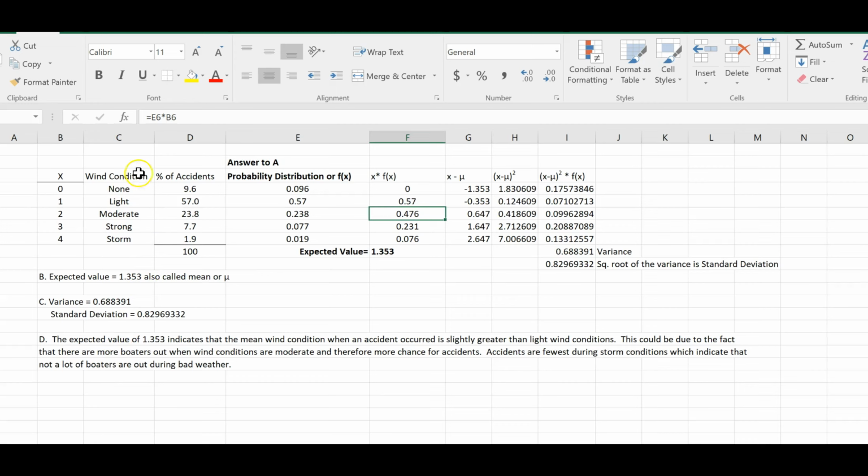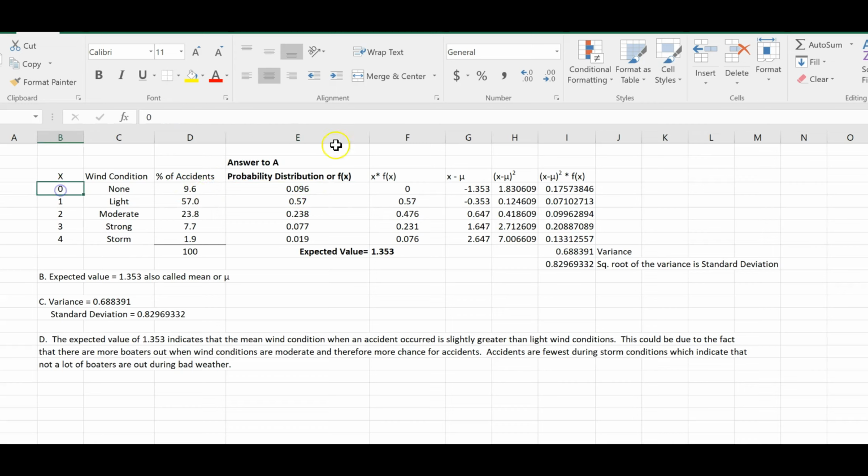This is the information you were given, the wind conditions and percentage of accidents. You were told in the problem that you needed to use X as 0, 1, 2, 3, and 4. And so what we need to do for answer A, the probability distribution, or the f of x, we need to change from a percentage to a decimal, and then we need to use these decimals all the way through. I think some of the folks in the lab were using the whole numbers here, and that's going to throw off your variance and standard deviation. We'll get to that point. So in order to find the expected value, we're going to take the f of x, or 0.096, which is just this 9.6 as a decimal, not a percentage.